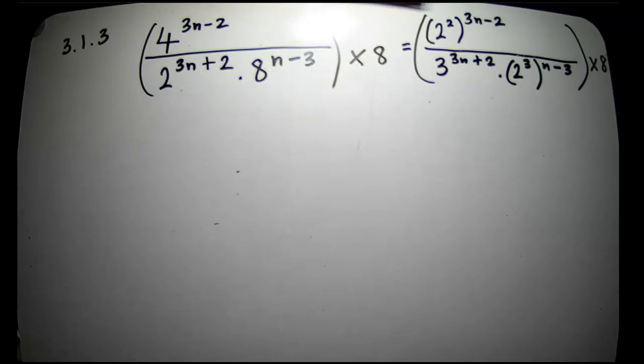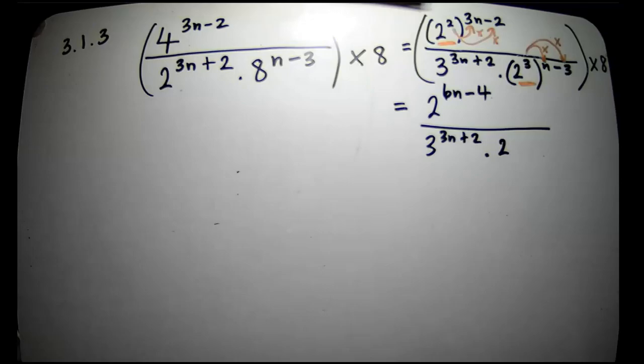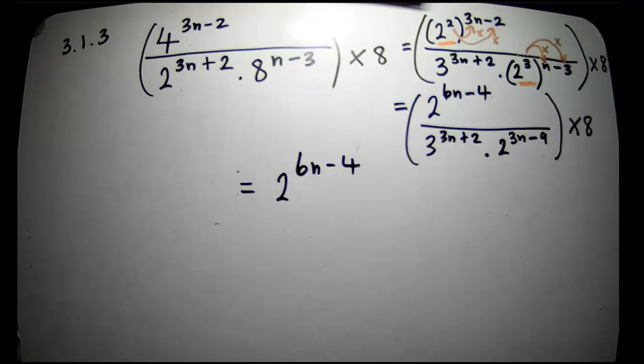Do note I made a mistake. That's not a 3. It is a 2. So in the denominator, please change this to a 2. Next, we're going to multiply out the exponents. 2 times 3n will give us 6n. 2 times minus 2 will give us minus 4. And then 3 times n is 3n, and 3 times minus 3 will give us the exponent, so we'll get 3n minus 9, times all of that by 8.